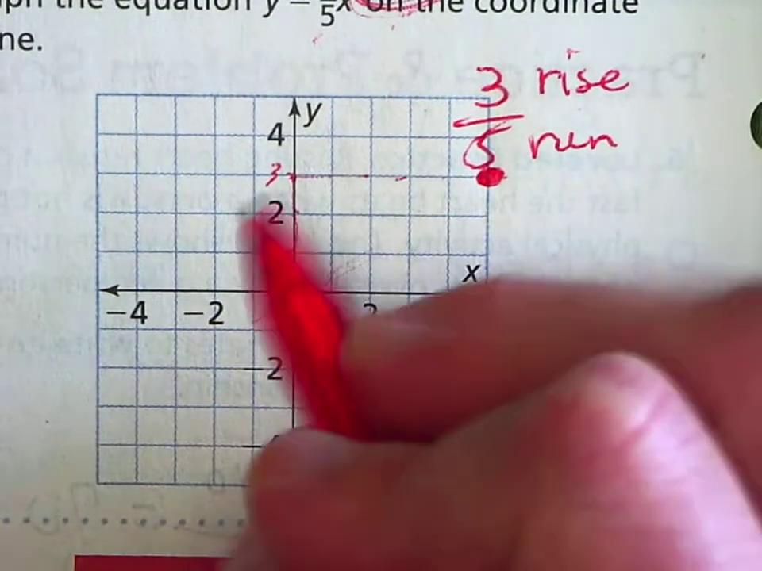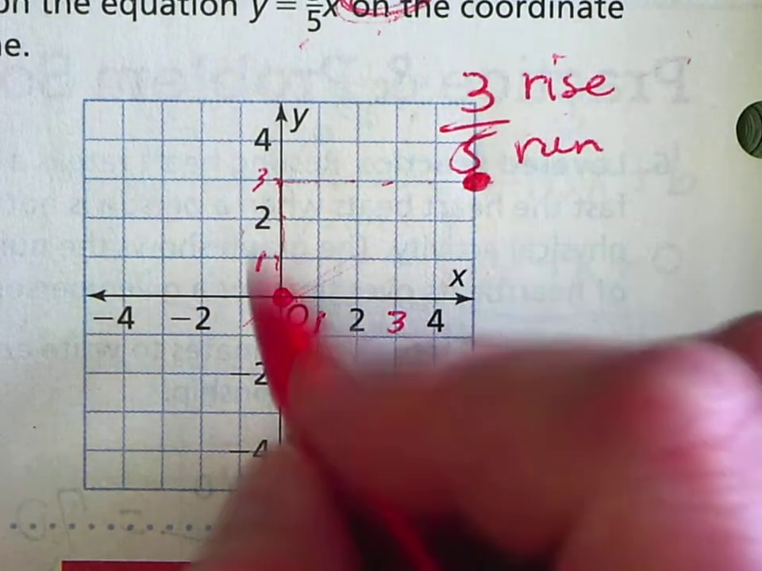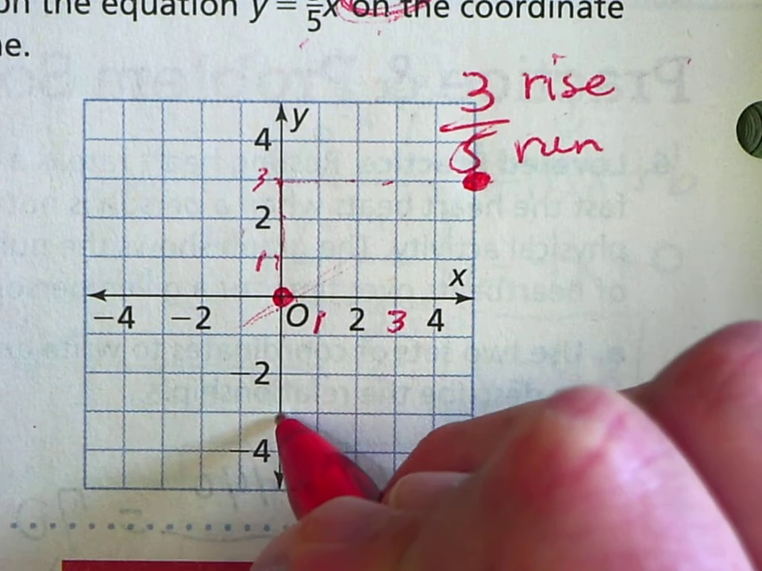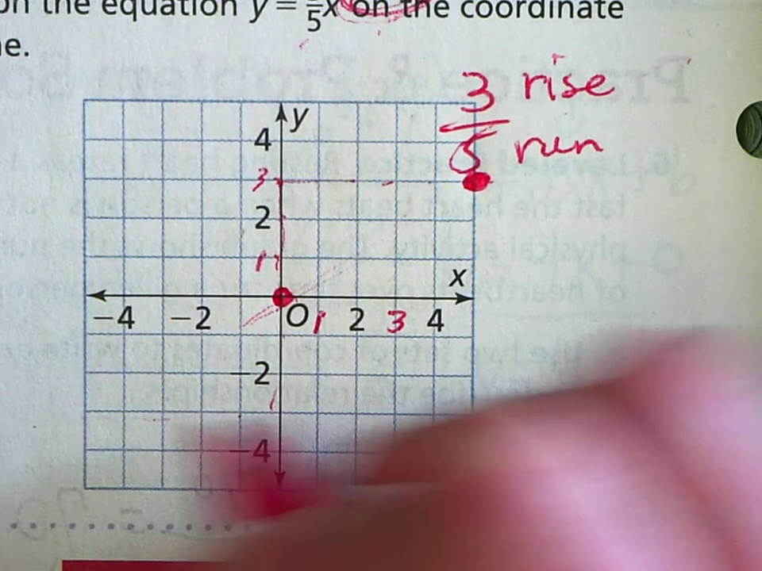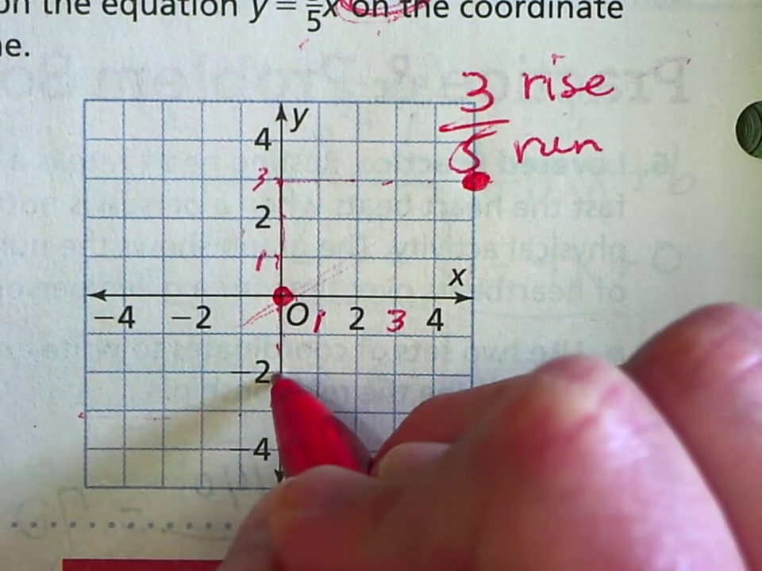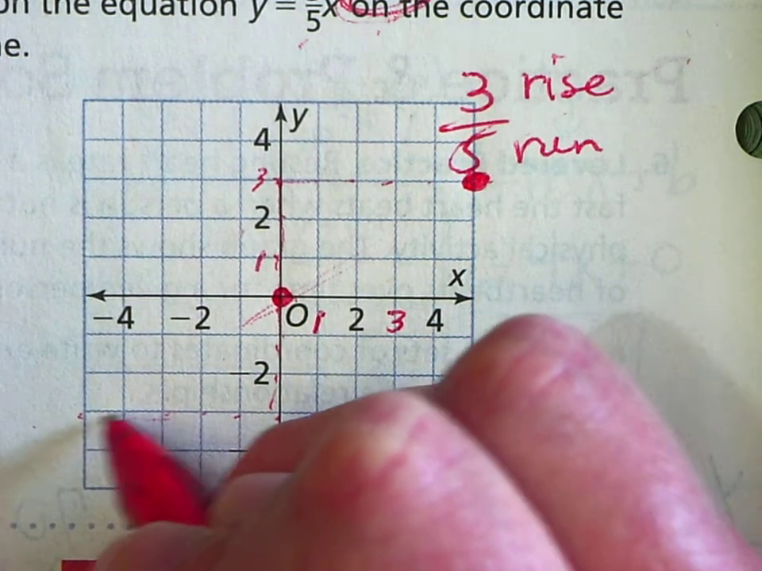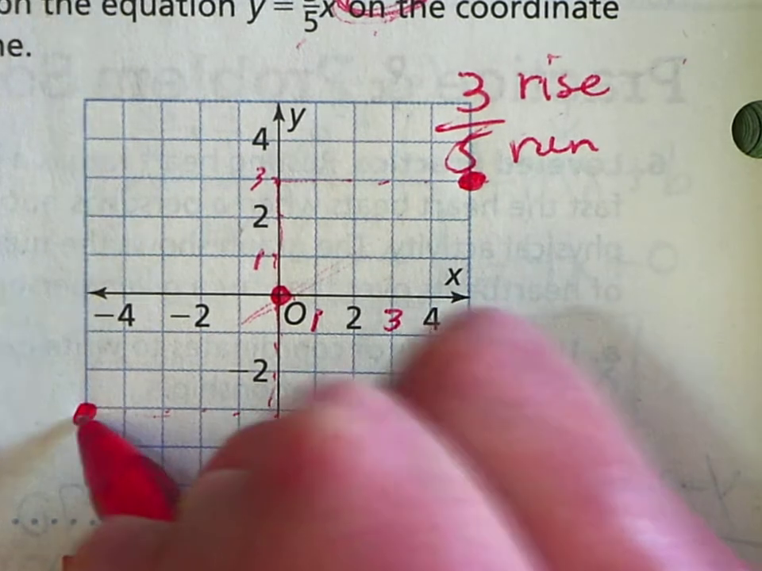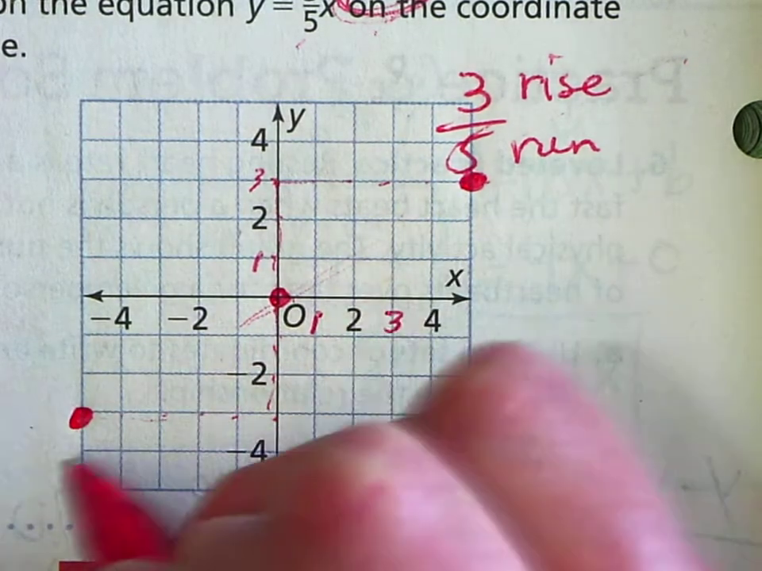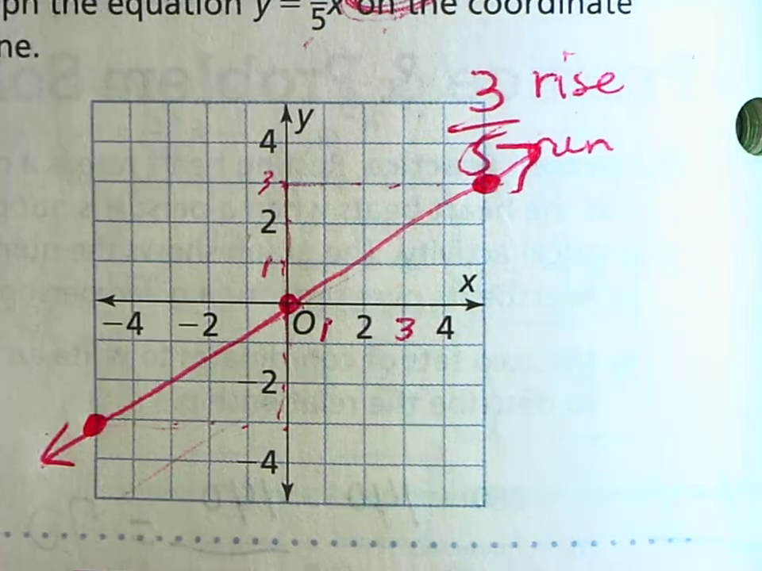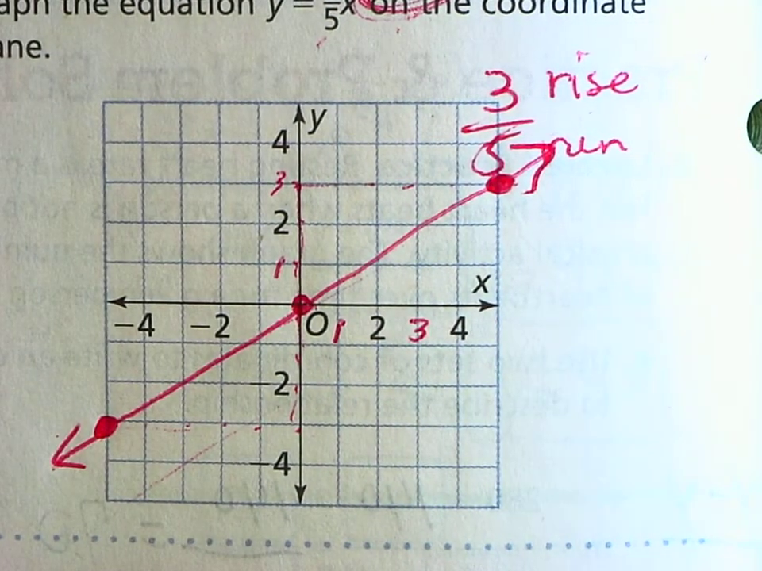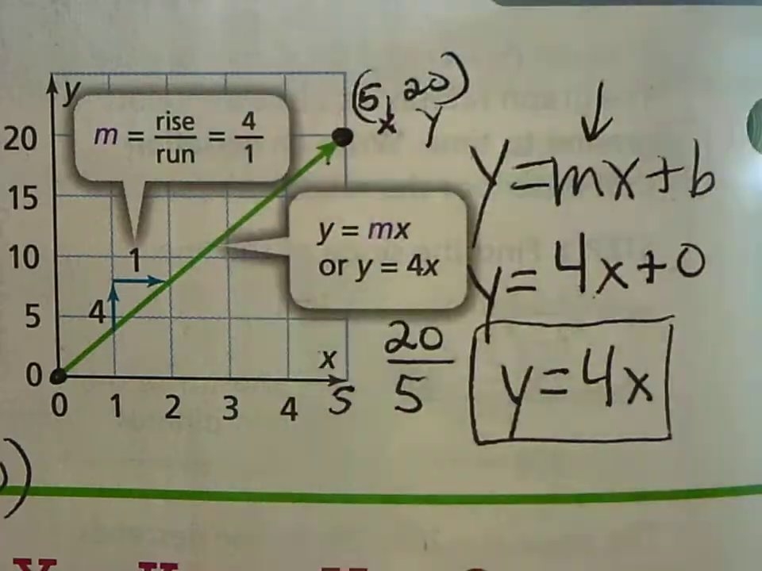Now I could actually make both of these negative and I could go down 3 and left 5. Down is a negative and left is a negative. So down 3 and left. And see, look, a double negative forms a positive slope. So either way, I am still graphing a positive sloping line. Okay, let's try one more.